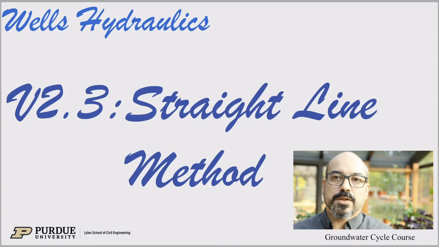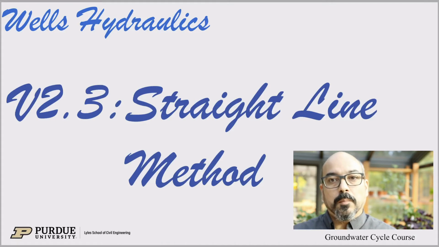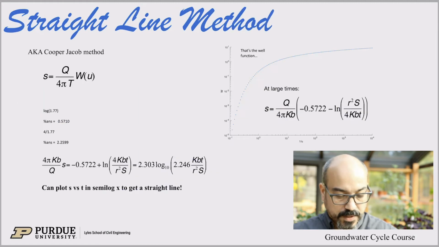Welcome back, everybody. So this is our third lecture on transient confined aquifer flow. Today we are discussing another method to find aquifer properties from well tests, so from transient data, and we call it the straight line method. So it's essentially the same as before, but with a little twist.